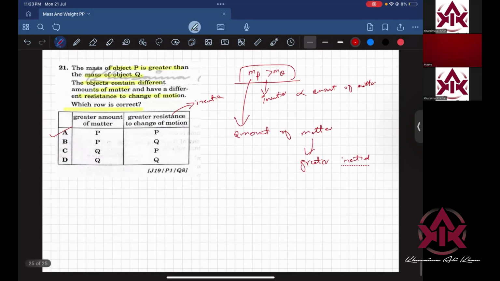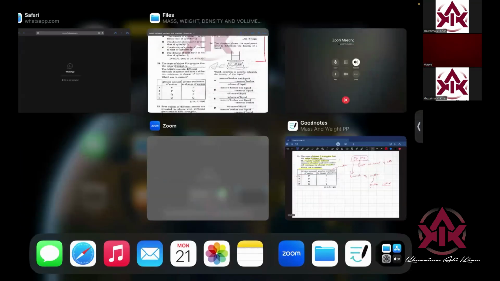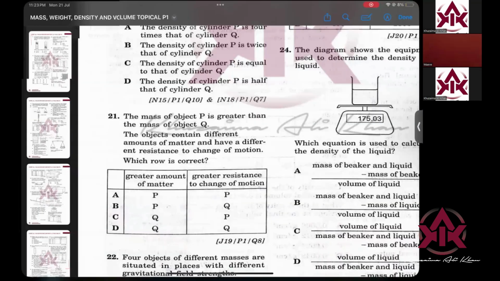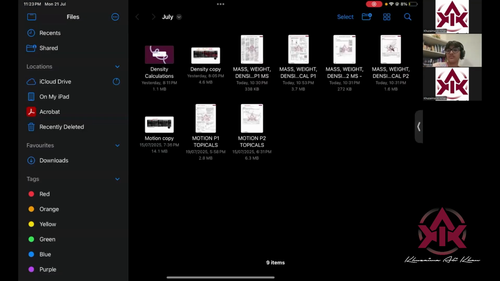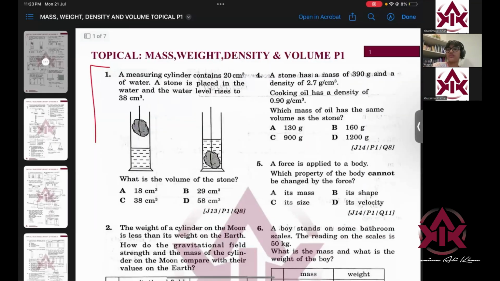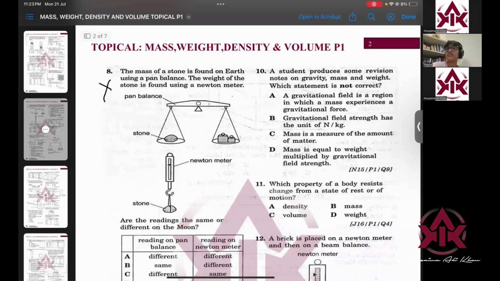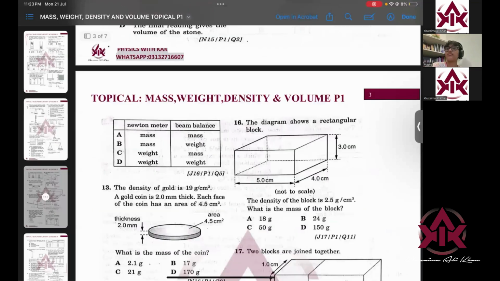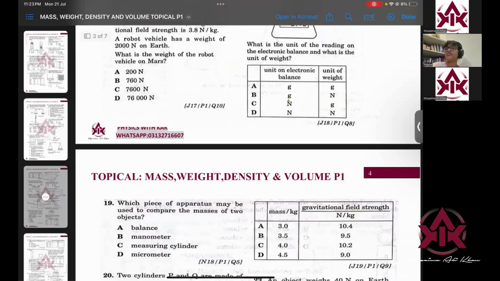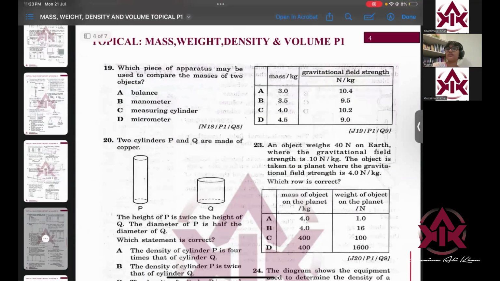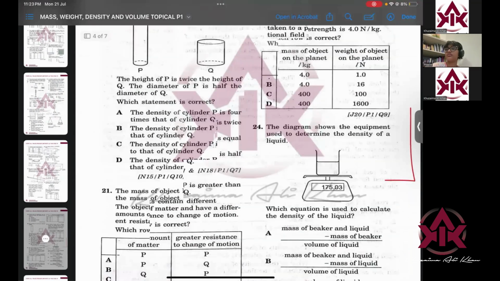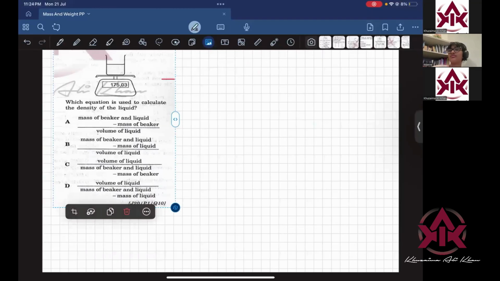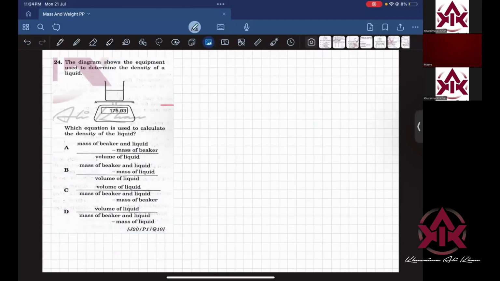So let's go on towards the next question. Question number 22 is simple. You can skip question number 22. Question number 23 is the same. We can do question number 24, the last question. It is different.